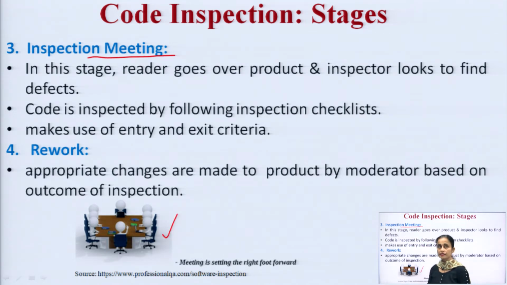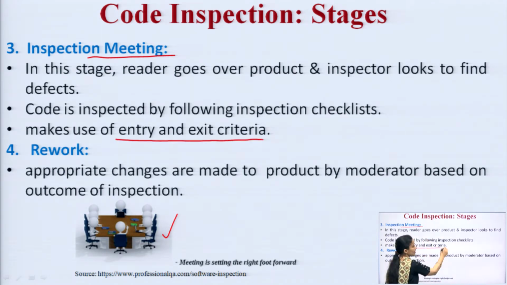Then the third stage is to conduct the inspection meeting. During this stage, the reader goes over the product, and the inspector is going to find the defects. Now the code is being inspected following some rules and checklist, and it uses the entry and exit criteria. What are these entry and exit criteria? We will discuss it.